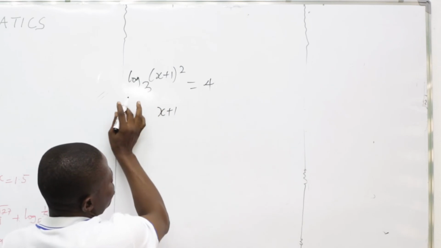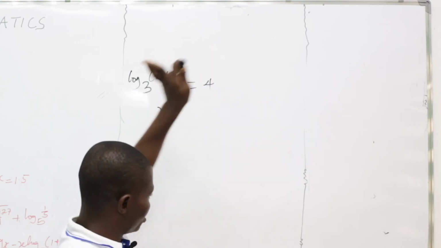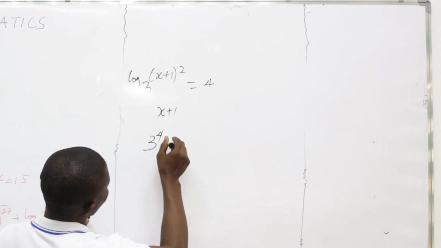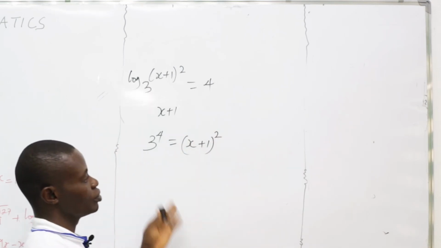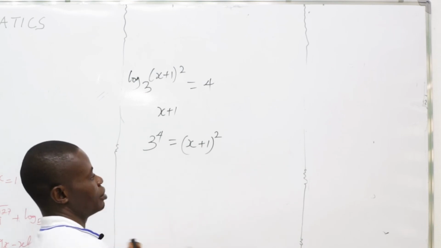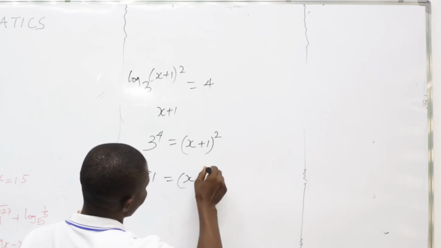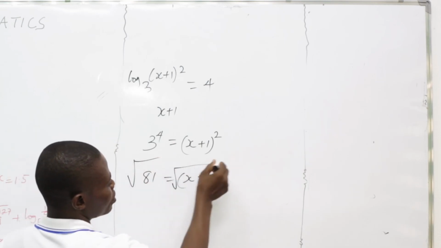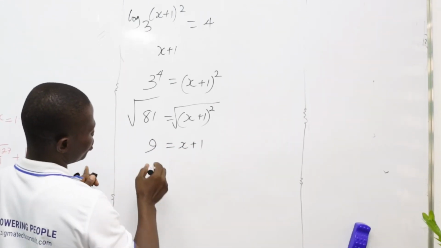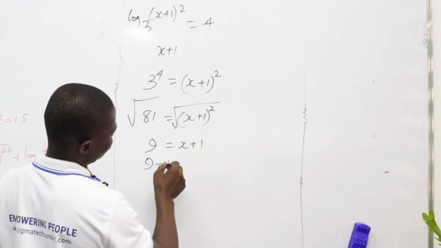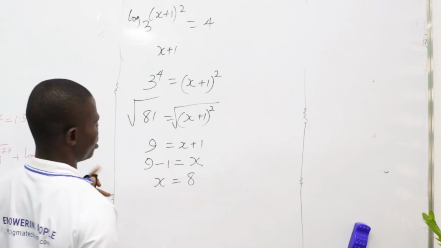Now look at what we have. Recall that when you have something of this nature, the base, always remember this, I've been saying it, the base must take this, meaning 3 power 4 equals what? X plus 1, all squared. 81 equals x plus 1, squared. Taking square root of both sides, what do we have? 9 equals x plus 1. So 9 minus 1 equals x. X equals what? 8.